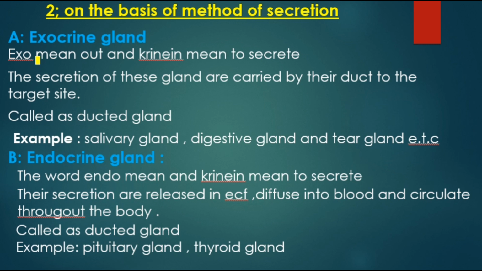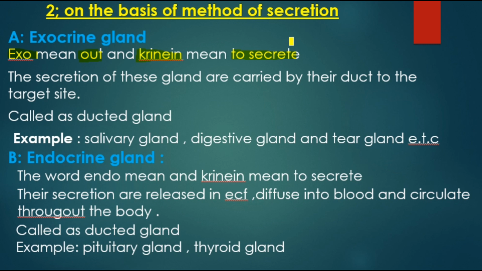So the first one is the exocrine gland. First of all, we will see the meaning of exocrine glands. The term exo means out, while crine means to secrete. So this is the exocrine gland. It is derived from two Greek words. The first is exo, which means out, while crine means to secrete.